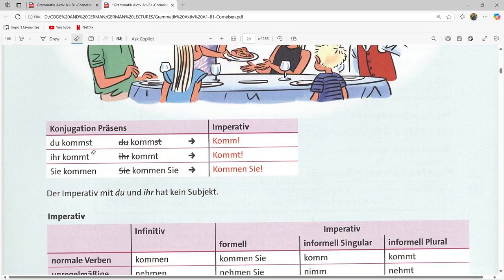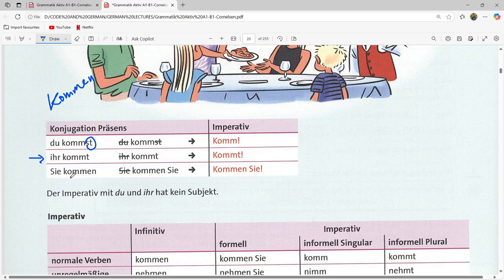If you go down, see this table. We know that the verb kommen, when it is conjugated with du, becomes kommst. And when we want to say this verb in an imperative form, this st will be removed and du will also be removed. It will become just komm. Again, if we use ihr, then in the conjugated form it is kommt, and when it is imperative we just remove the ihr, just write kommt.